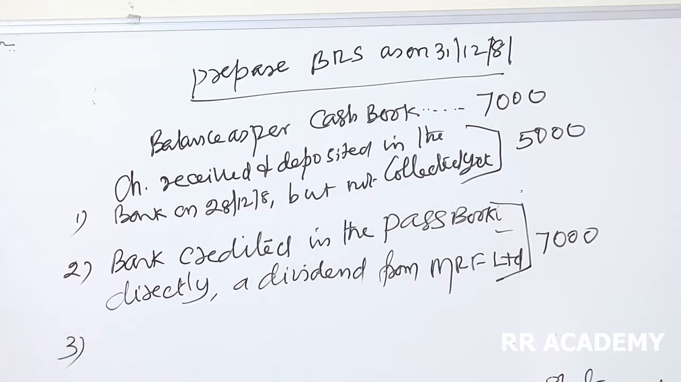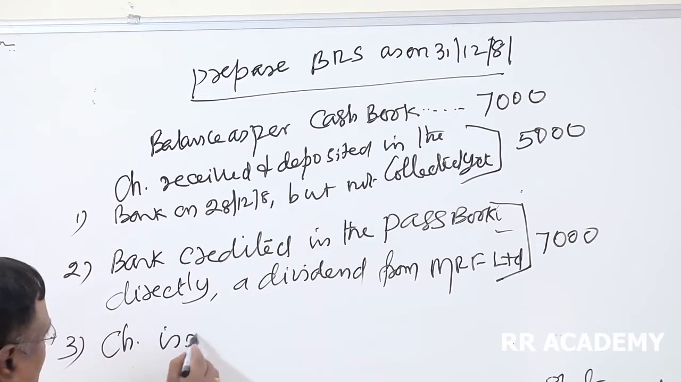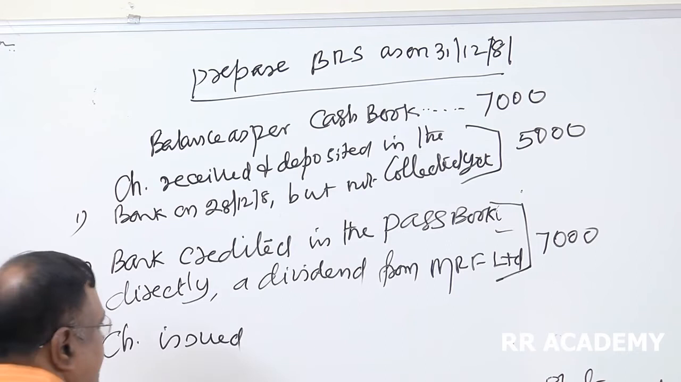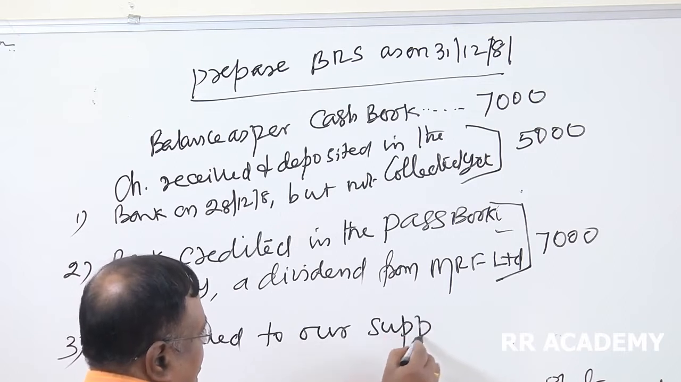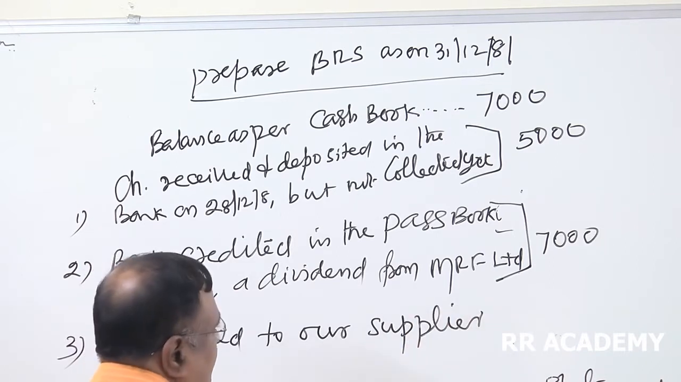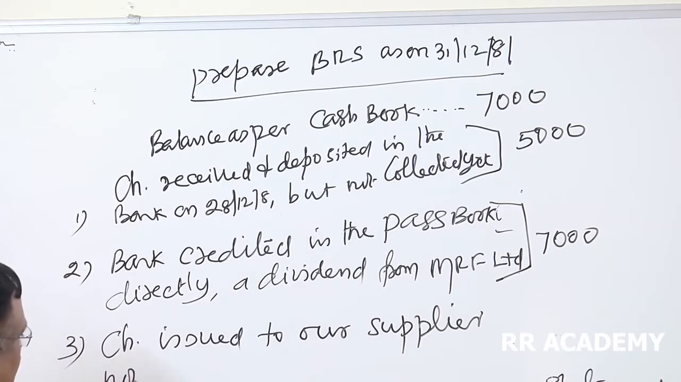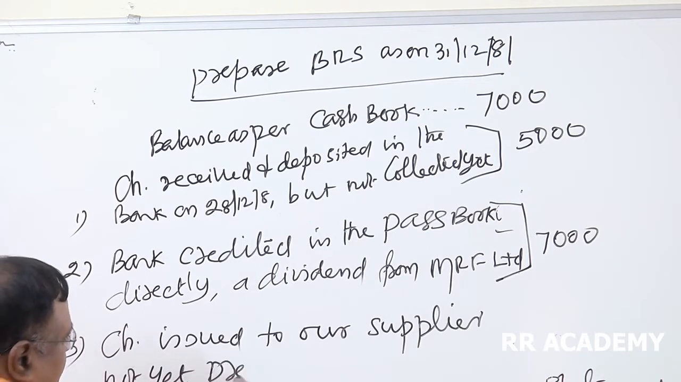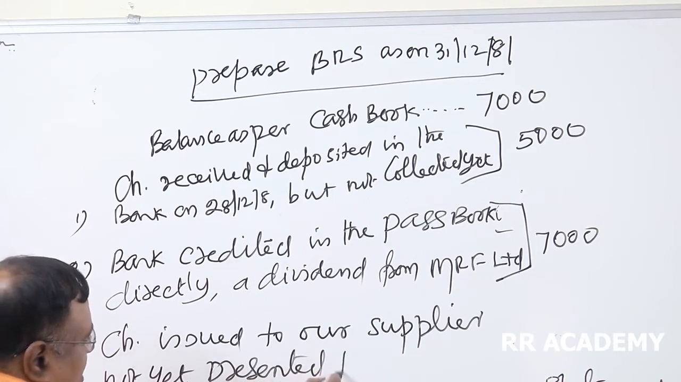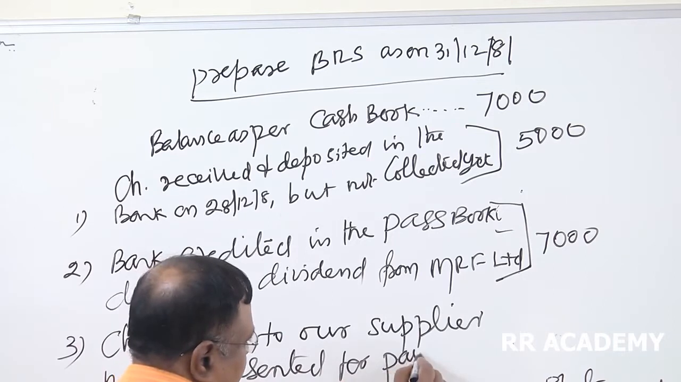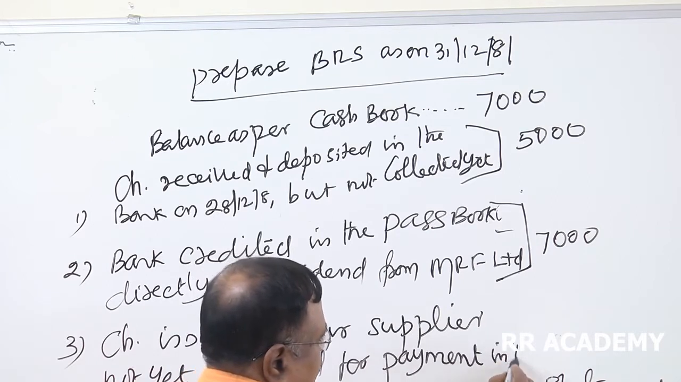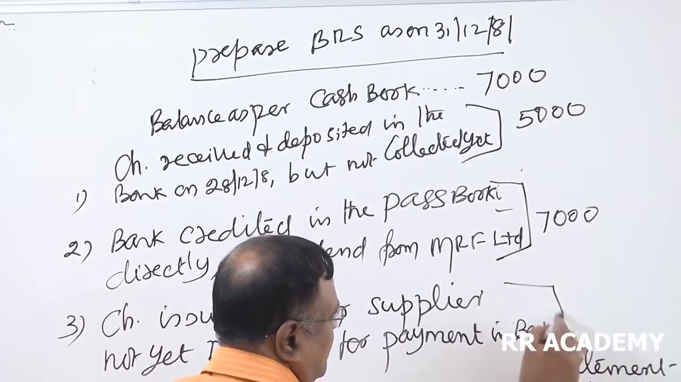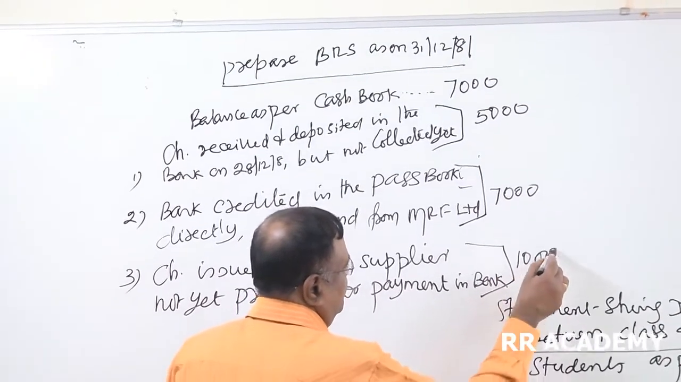Number 3. Check issued to our supplier, not yet presented for payment in bank, 10,000.